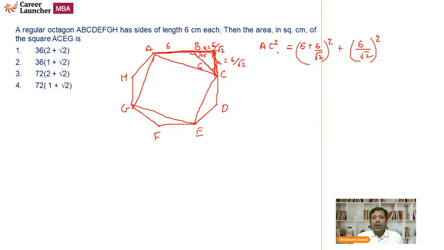Right. Now, after that, should I calculate the value of AC? No, because the question is asking about the area of this. So what is the area of the square? That is AC square itself. So my answer is directly this. So I am just simply going to solve this and see which option matches.